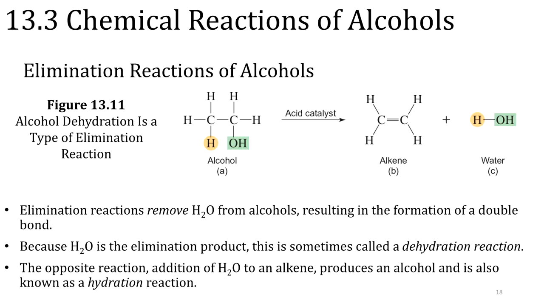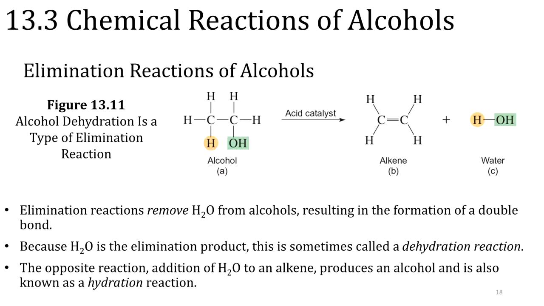Now let's look at the chemical reactions of alcohols. And one of them, we've kind of already talked about this, and that is the elimination reaction. So remember when we talked about alkenes? Alkenes, in the presence of an acid catalyst, can add water to form an alcohol. And if you take an alcohol and you heat it up with an acid catalyst, you can lose water and split that off and form an alkene.